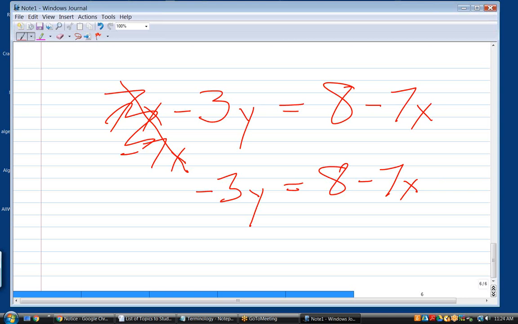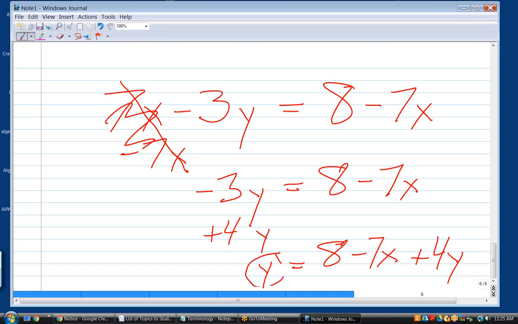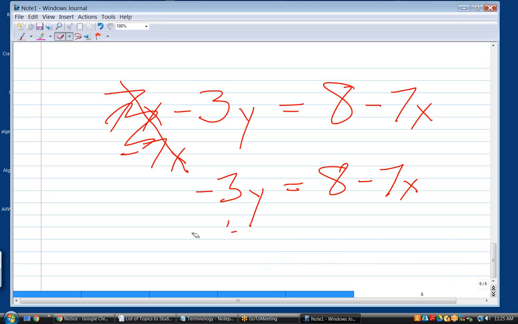Notice what would happen if I add 4y. I would get just y on the left, but now the problem is I've got y's on the other side, and that's not a solution. In order for you to solve it, you have to get all the y's on the left side isolated down to 1y, and everything else has to be x or numbers. So that's not what we want to do.